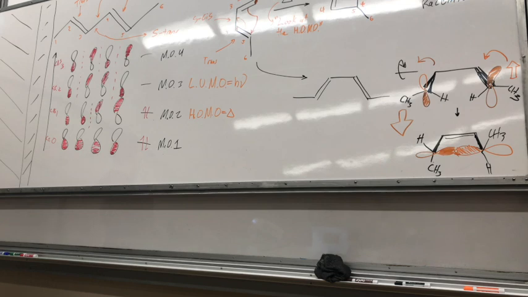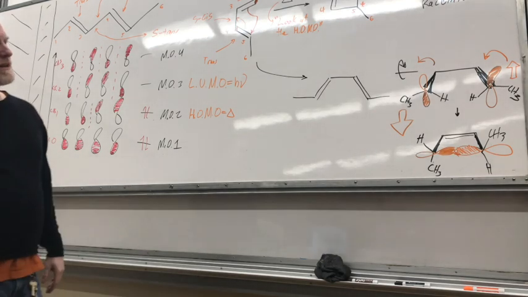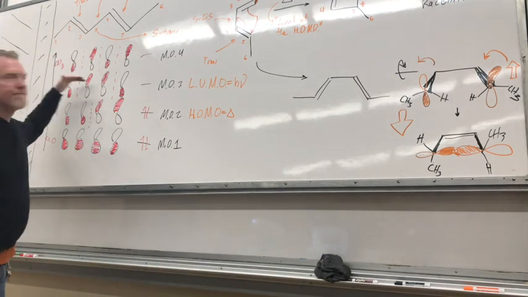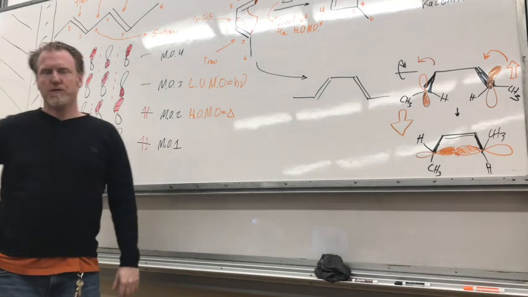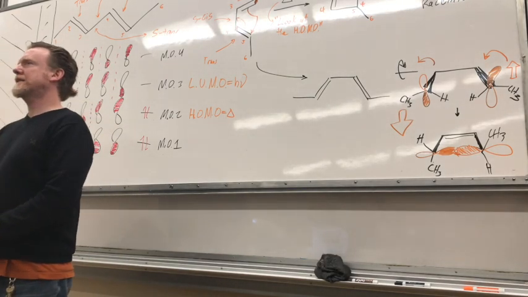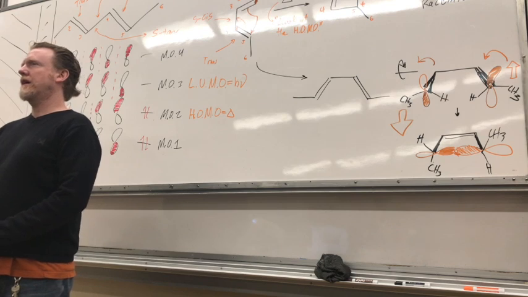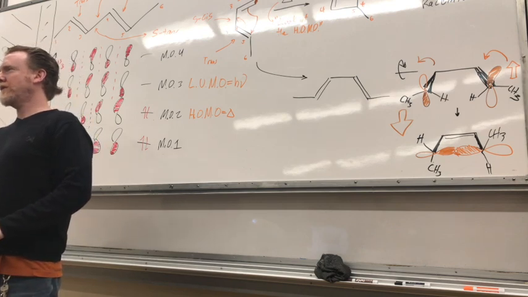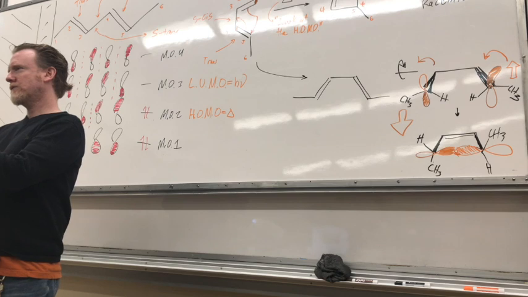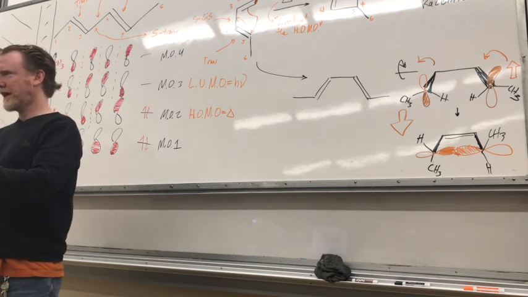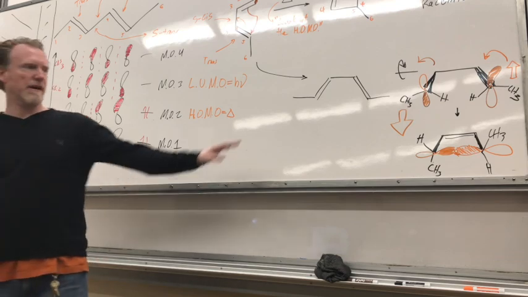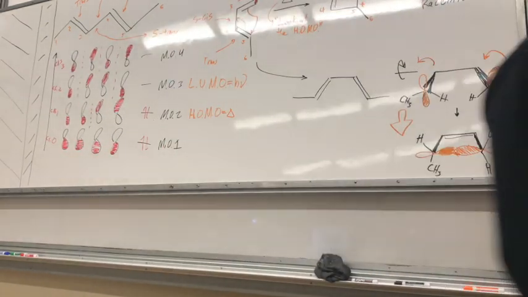Yeah, Jeff? They're always going to rotate the same direction like that? Nope. Depends on which orbital. So, you bring me to a good question. A lot of textbooks and people just say, when you have this many pi bonds involved and you have heat or light, you get conrotatory or disrotatory, and then you just memorize it. I don't like it. I think it's better to do this. You're less likely to make mistakes.